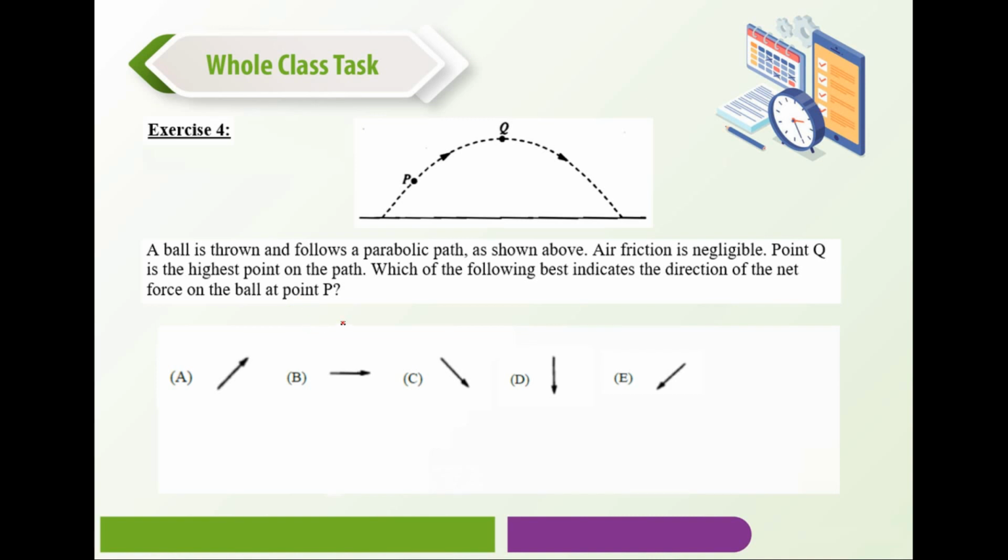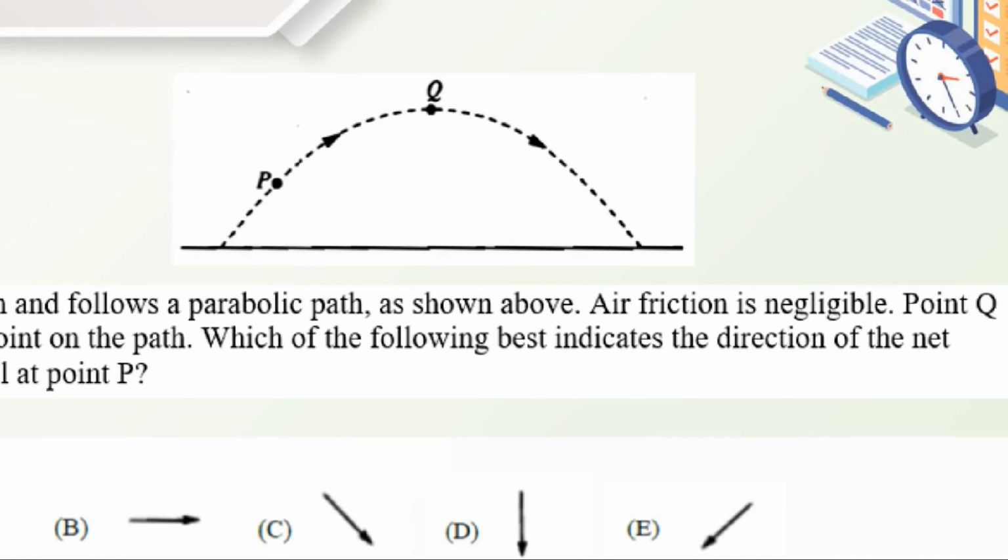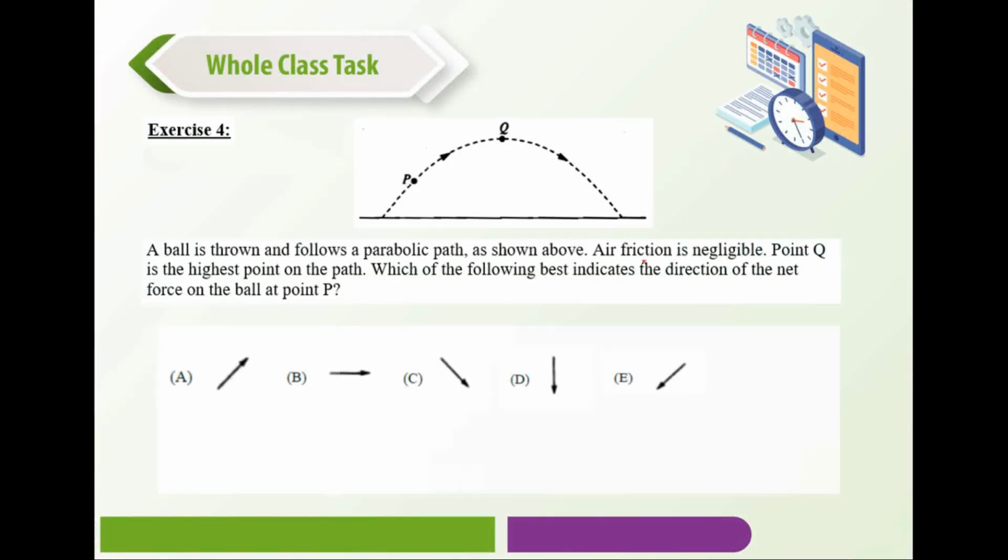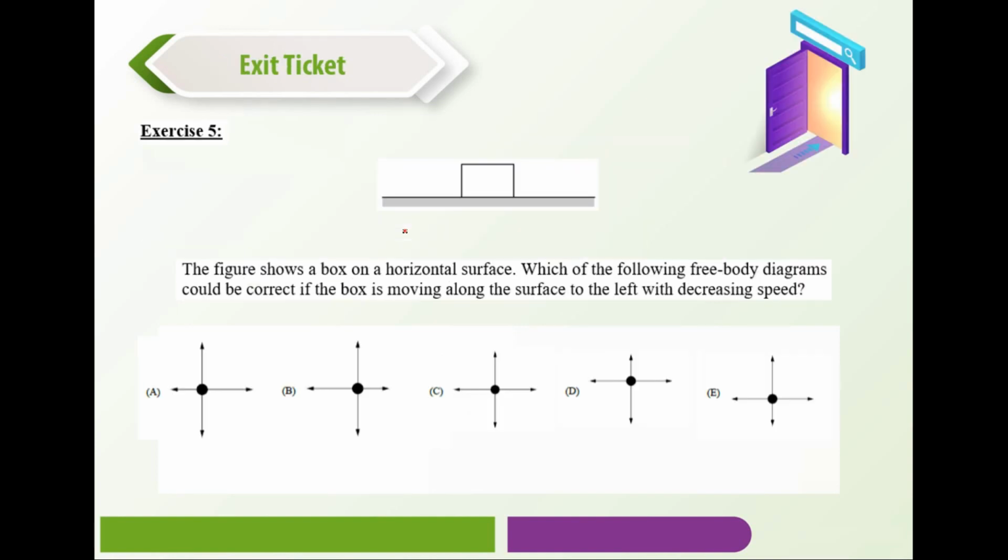Exercise 4. A ball is thrown and follows a parabolic path as shown above. So this is a projectile motion, and we know that along the projectile motion, the acceleration at any point along the trajectory is always pointing down. Air friction is negligible. Point Q is the highest point on the path. Which of the following best indicates the direction of the net force on the ball at point P? That would be D, because we know that acceleration and net force have the same direction. So at any point, if acceleration is pointing downward, then the net force would be pointing downward.